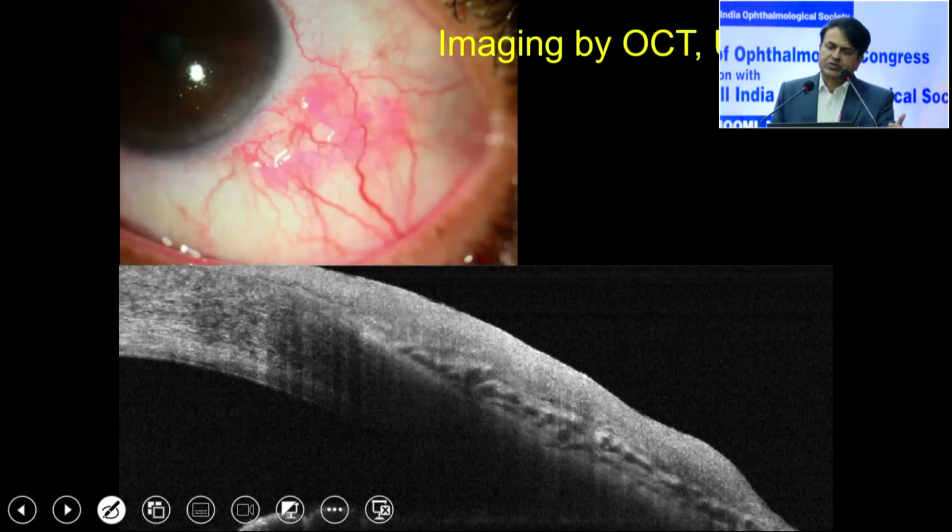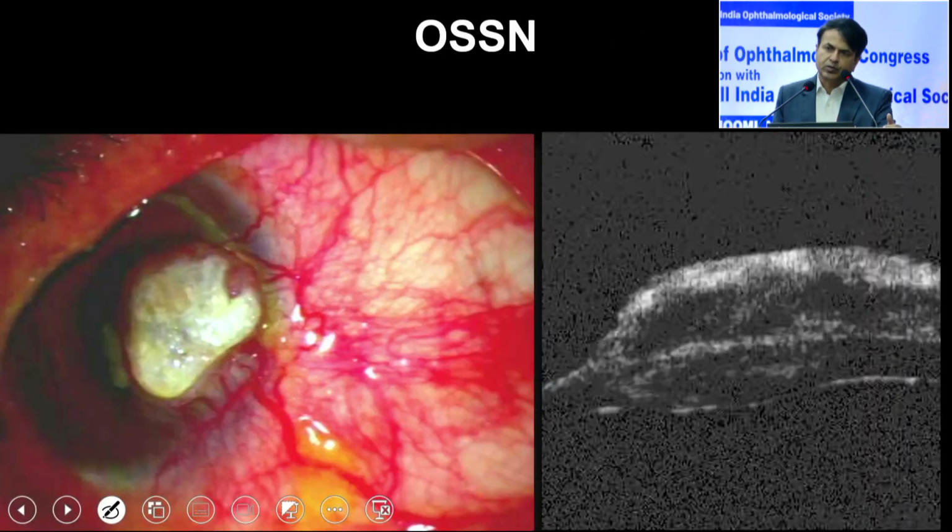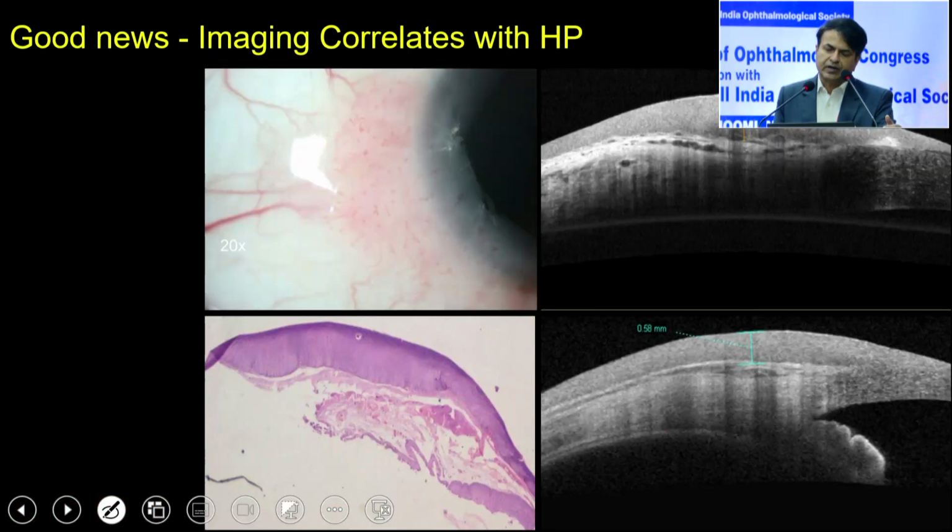Fortunately, we have OCT and UBM helping us in assessing the base. We know how deep the tumor is by doing an OCT or a UBM. This patient has a corneal OSSN. This is normal corneal stroma. In this portion, the corneal stroma is splayed. It also has higher internal reflectivity, indicating that there is corneal stromal invasion already. Fortunately, good news is that OCT correlates with histopathology.